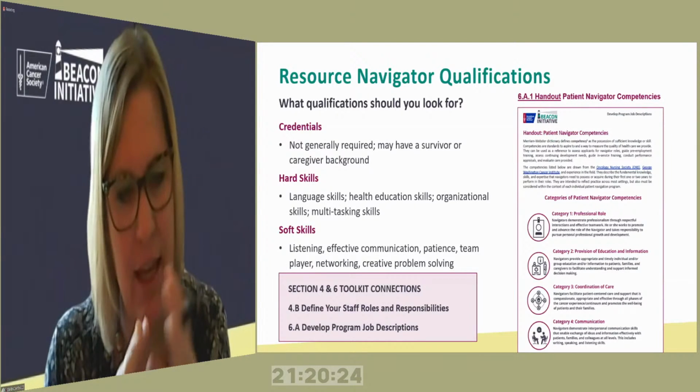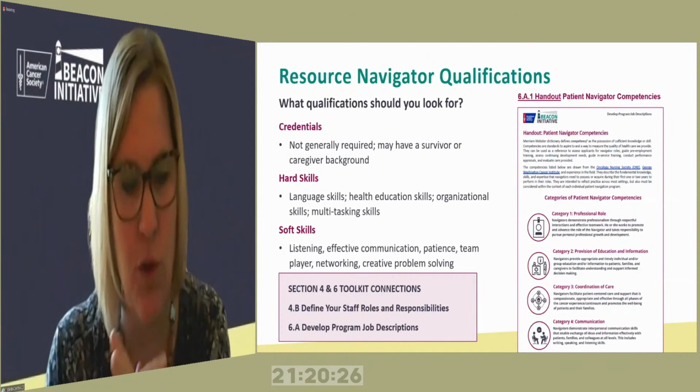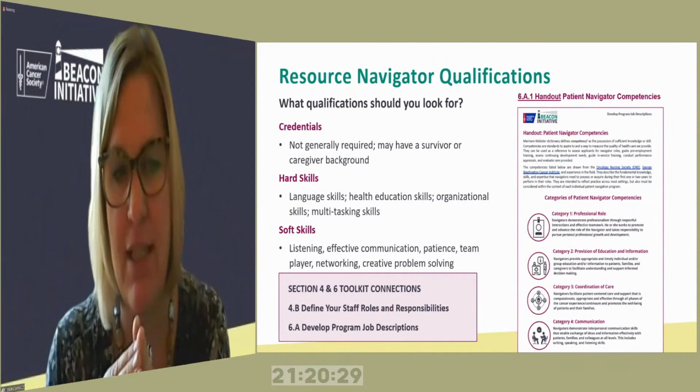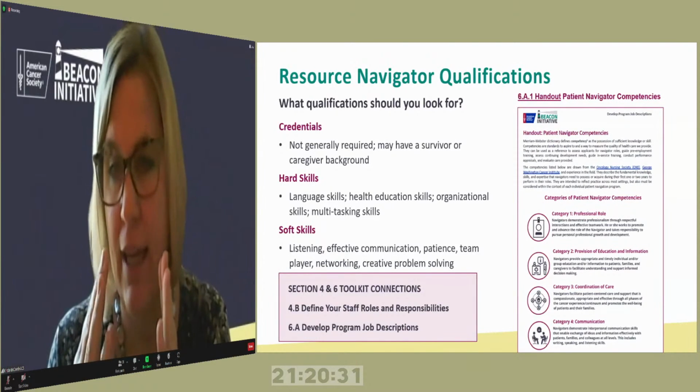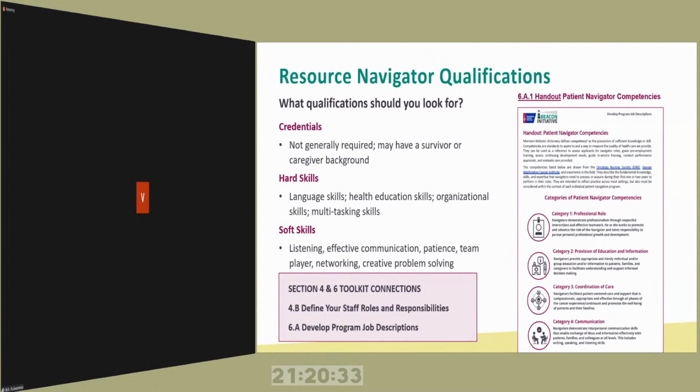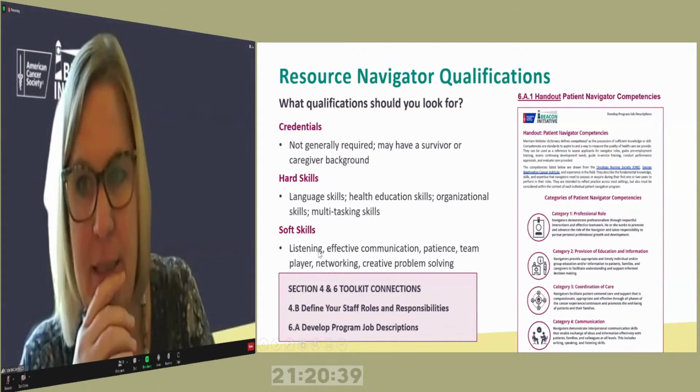And just to say that, again, in sections 4 and 6 of the toolkit, we have a lot of resources to help you think about, again, those skills and qualities that you have. Next slide, please.